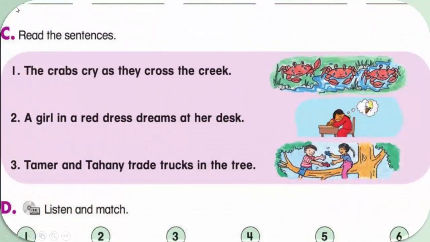Let's read the sentences. As you can see from the picture, the first sentence: The crabs cry as they cross the creek.